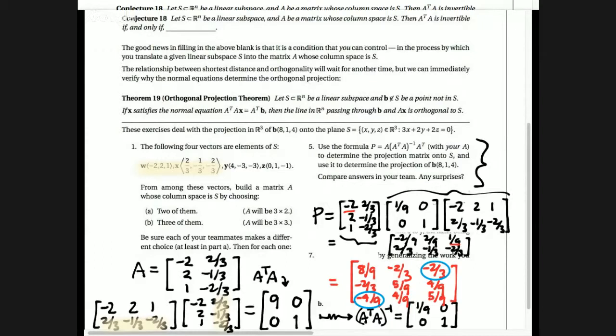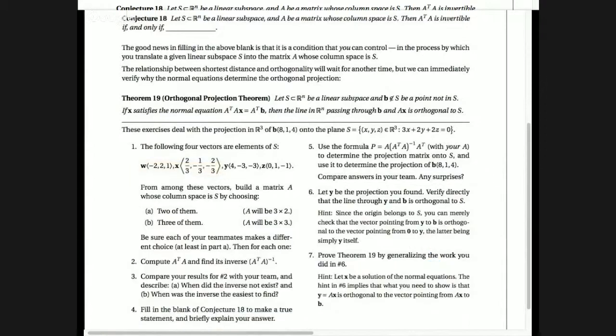So negative 2 ninths minus 2. Oh yeah, no, that's where it is. Thank you, Brian. So this entry in the upper right should be negative 4 ninths. And then I think we're good.